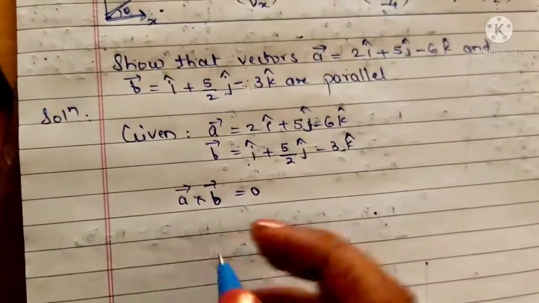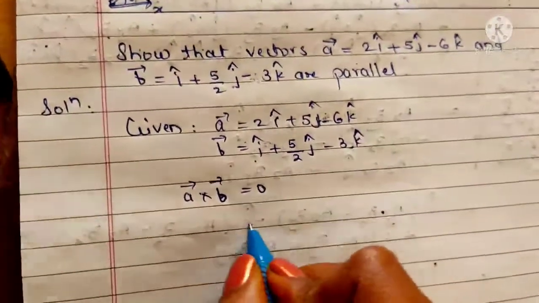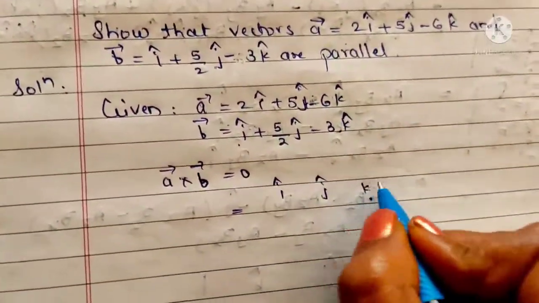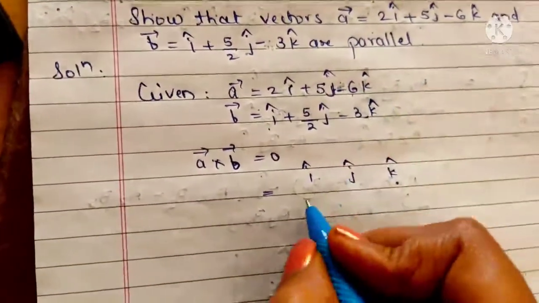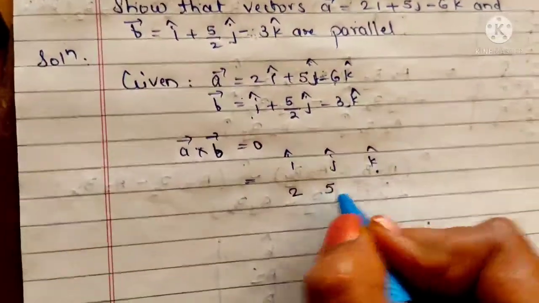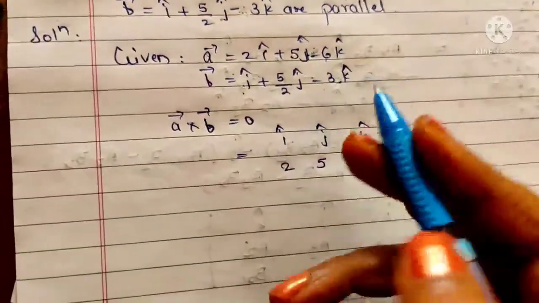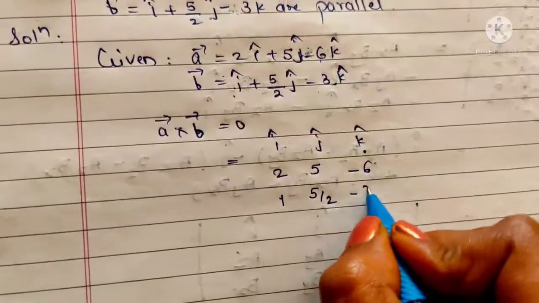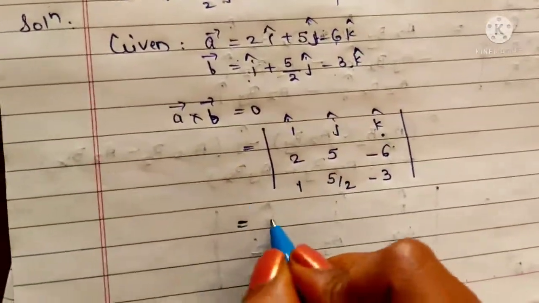Now here let us write this a bar cross b bar in terms of determinant. We get i cap, j cap, k cap, and write down the values of ax, ay and az here in this second row: 2, 5, minus 6, and third row is bx, by, and bz, that is 1, 5 by 2, and minus 3. Now let us solve this determinant.